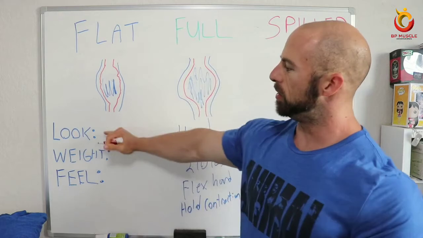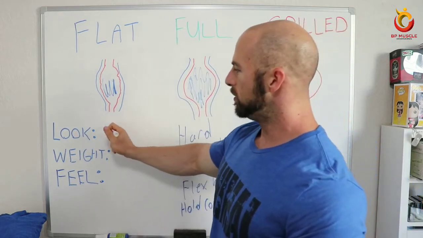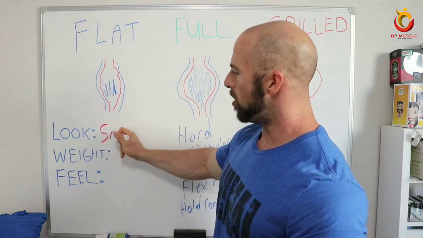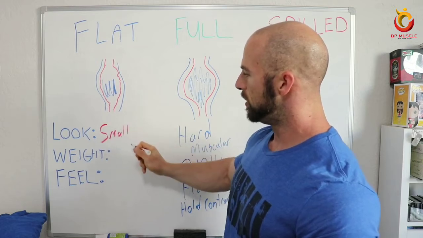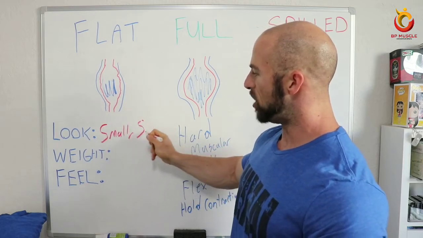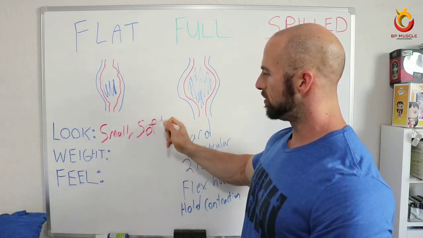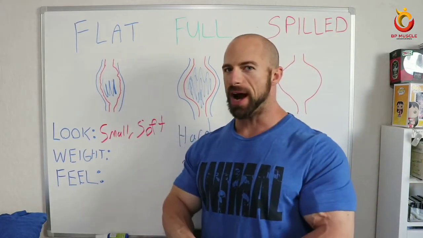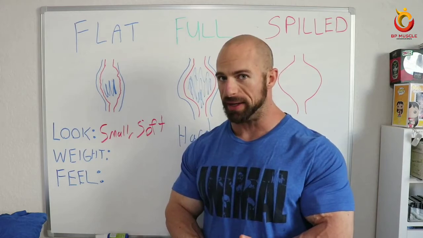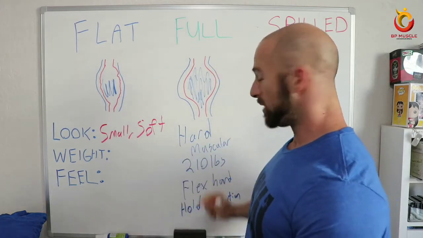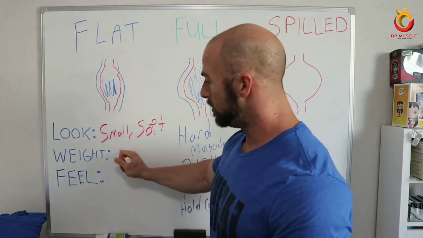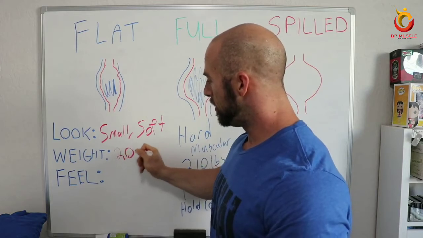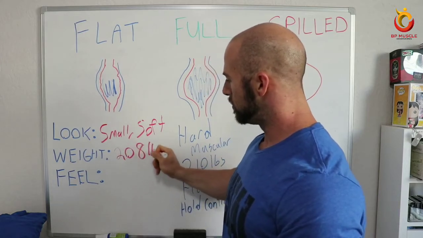So this look might look small. It's also going to look soft. And what might happen to the weight? Well, you're dehydrated, so probably you're going to see body weight decrease. So maybe at 210 pounds, maybe this is at 208 pounds.